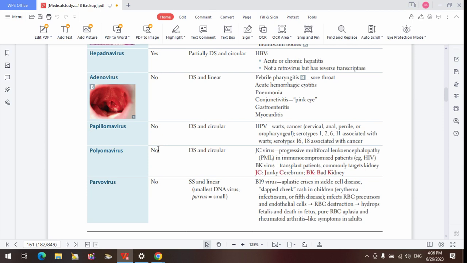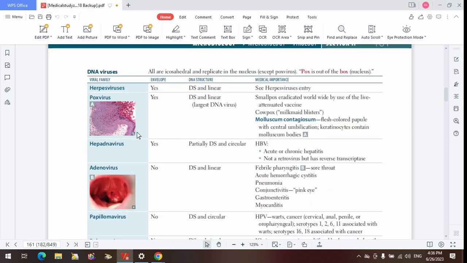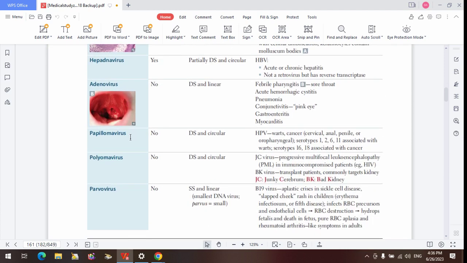So you must always remember this statement about the partner. They are partially double-stranded, they are circular, and they contain reverse transcriptase. That's the peculiarity of the partner. They are enveloped, of course. We said the first three are enveloped: herpes, pox, and the partner. The partner is partially double-stranded, circular, and contains reverse transcriptase. I know it's a lot of information.